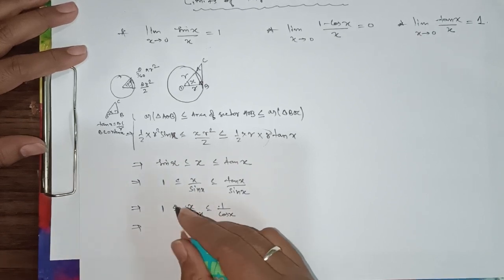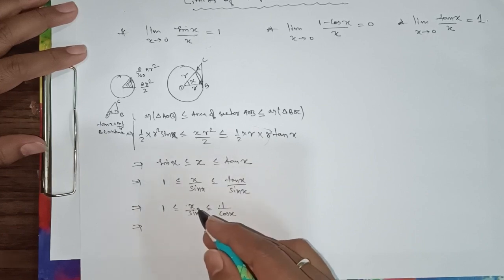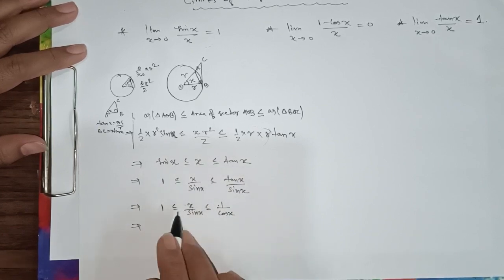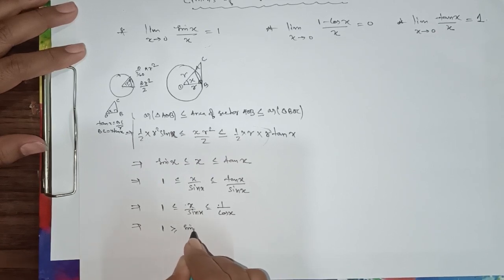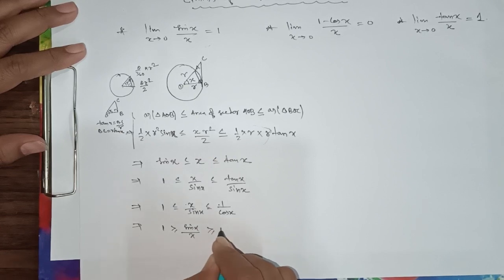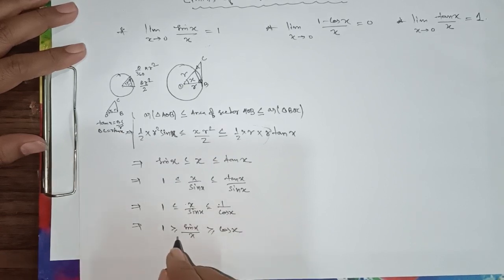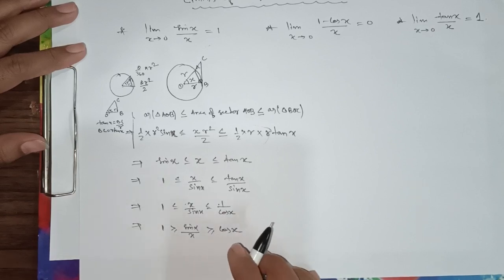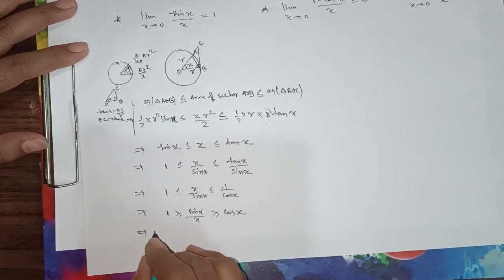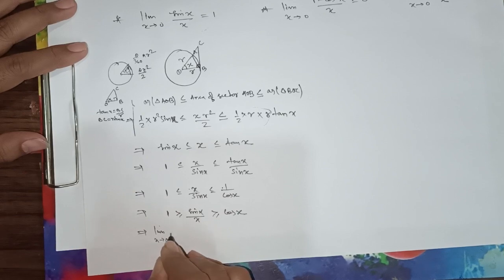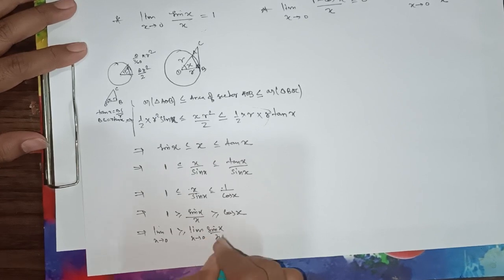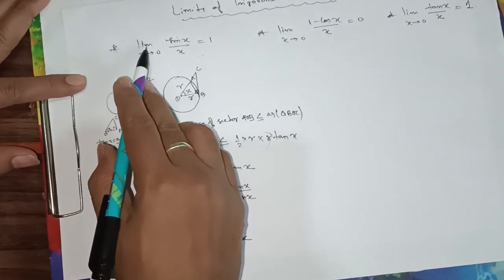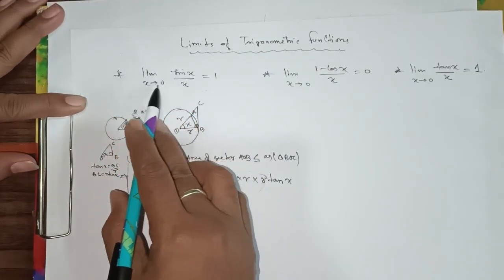Now we'll take the reciprocal of it all. If we take the reciprocal, the sign will be in the reverse direction. That means 1 is greater than or equal to sin x by x, greater than or equal to cos x. Now you take the limit in all parts. So what are you going to get? Limit x tends to 0, 1 is greater than or equal to limit x tends to 0 of sin x by x, which is our target. You can see here limit sin x by x as x tends to 0.